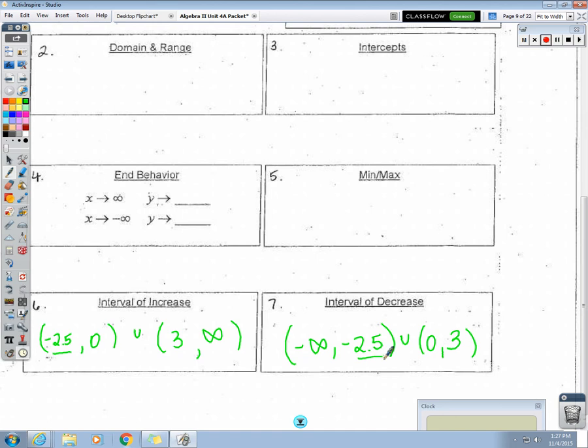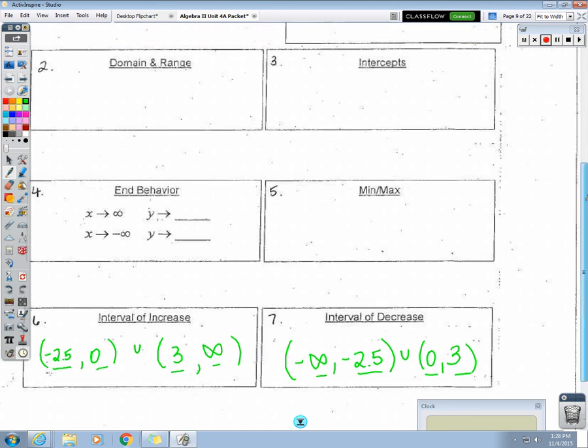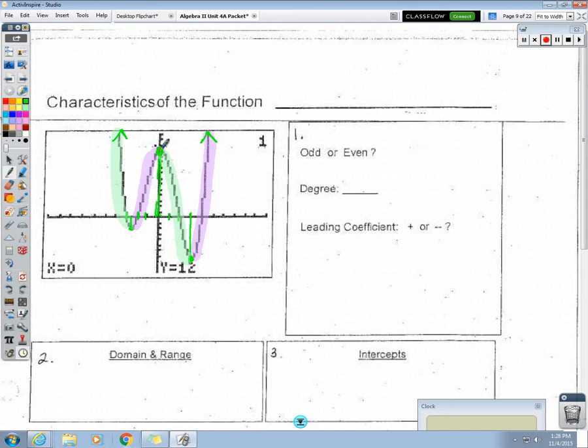2.5 in both of them, 0 in both of them, 3, and infinity in both, but one will always be negative, one will be positive because one's going to the left, one's going to the right. Okay, so you should have the same numbers. Because think about it, it's all connected. Like this one stops increasing at 0 but begins decreasing at 0. That's why you have 0 in both of them.